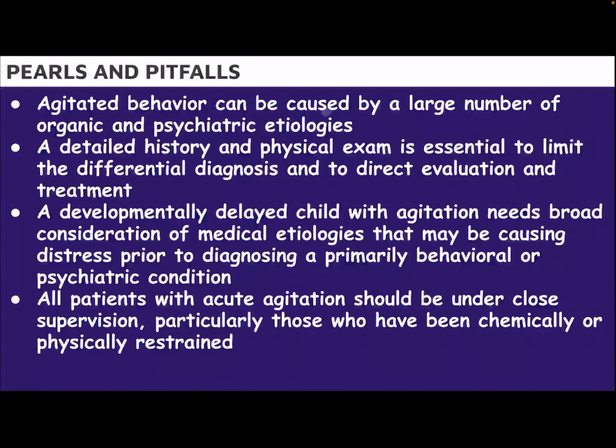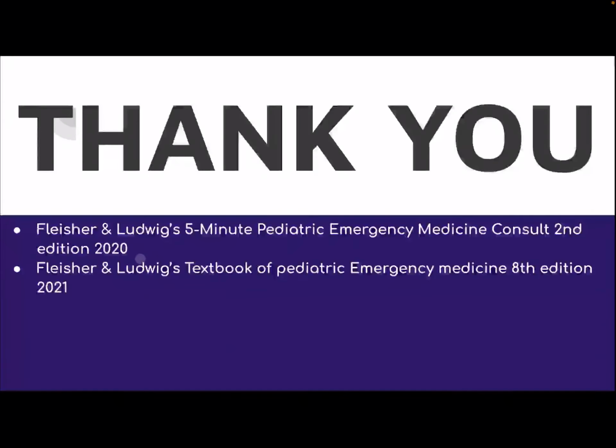Agitated behavior can be caused by a large number of organic and psychiatric etiologies. A detailed history and physical exam is essential to limit the differential diagnosis and to direct evaluation and treatment. A developmentally delayed child with agitation needs broad consideration of medical etiologies that may be causing distress prior to diagnosing a primary behavioral or psychiatric condition. All patients with acute agitation should be under close supervision, particularly those who have been chemically or physically restrained.